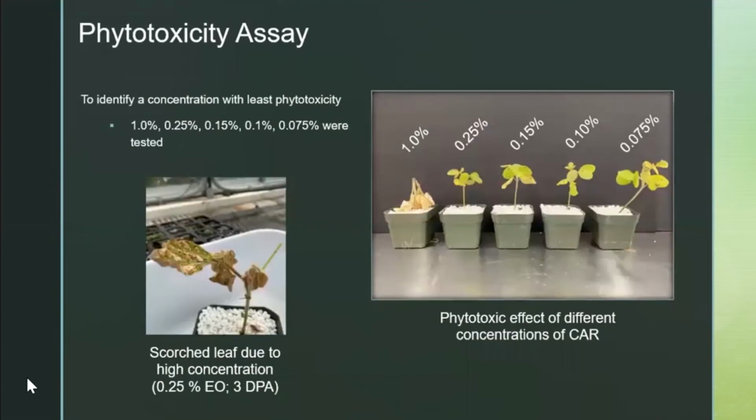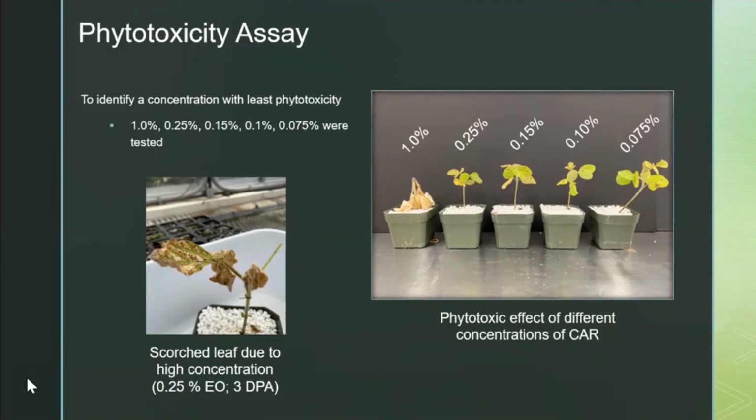Our second step in the study was to identify concentrations of essential oil with the least phytotoxicity. We did this by utilizing a phytotoxicity assay in which we used 5 different essential oil concentrations to test the effects on soybean foliage.